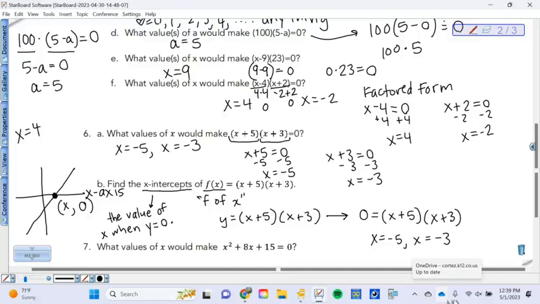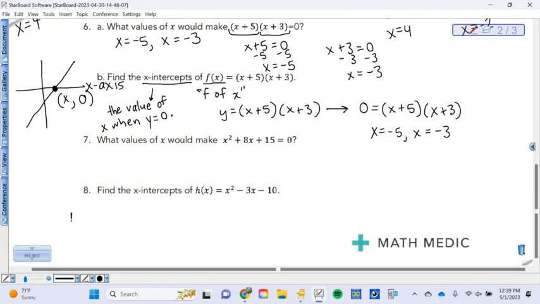Okay, what about number 7? Number 7, what kind of form is that in? Standard form. What we need to do first, if we have something in standard form, we need to make it factored form first. That's why we've been factoring. So let's factor number 7 together. What do I need to look at to put this into factored form? Is there a number out in front of the x squared? No. So I don't need to do my whole fancy t-chart thing. I just need to look at this last number.